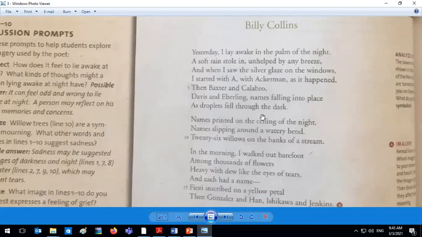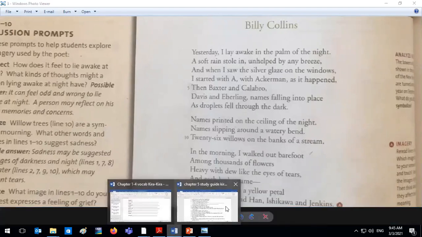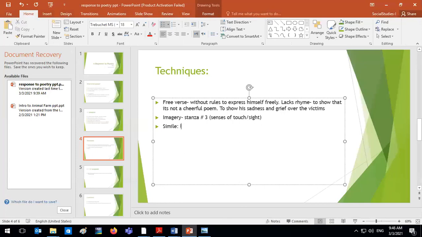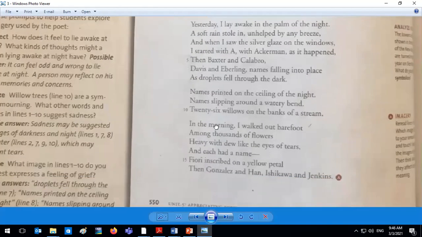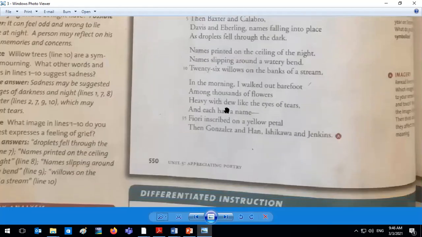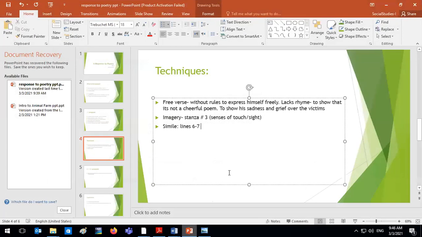This is the first simile, line 6 to 7. There's another one that he uses, which is the one that we just read together. Heavy with dew. He's talking about the flowers, that they're heavy with dew like the eyes of tears. This is line number 12. From 12 to 13, we see another simile.